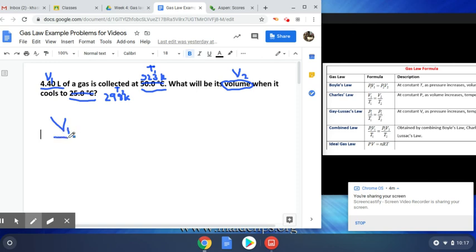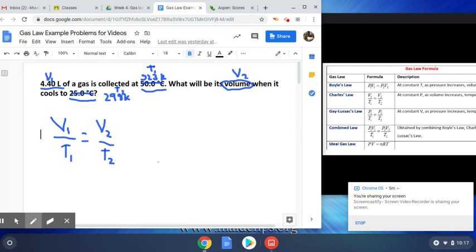V1 over T1 equals V2 over T2. And hopefully you saw from the simulation what that means is that they have a proportional relationship. And when you increase the volume, you increase the temperature. Okay, so we have our formula here, okay?